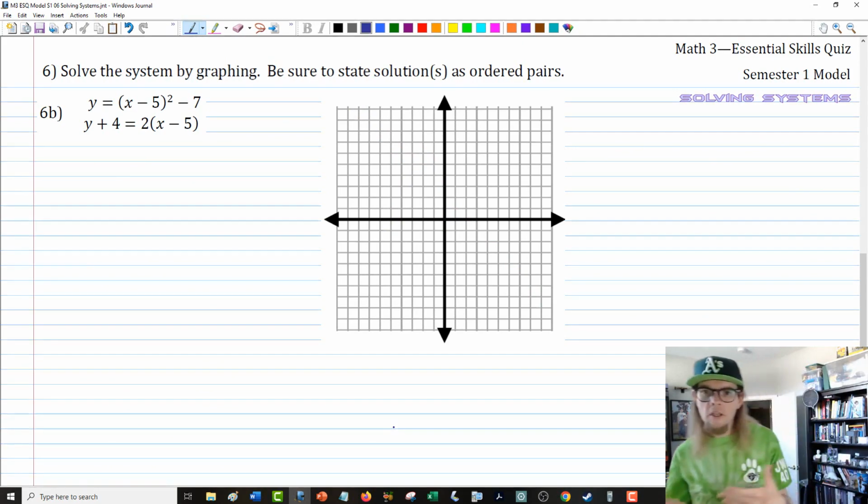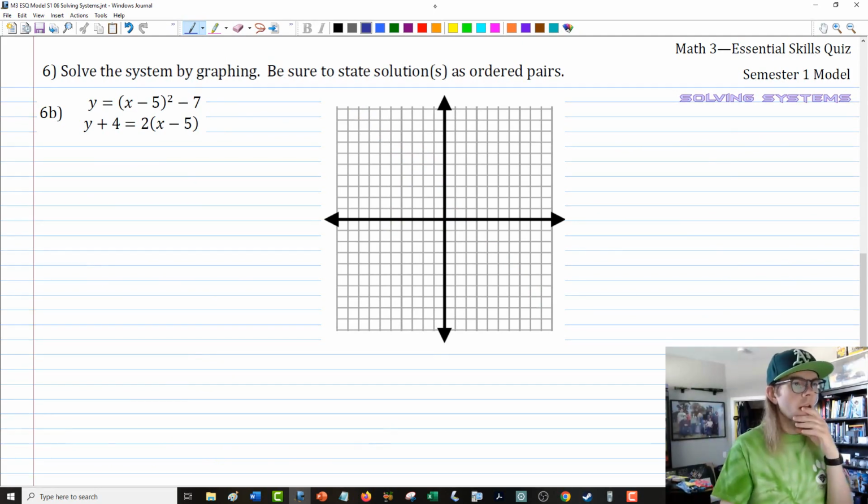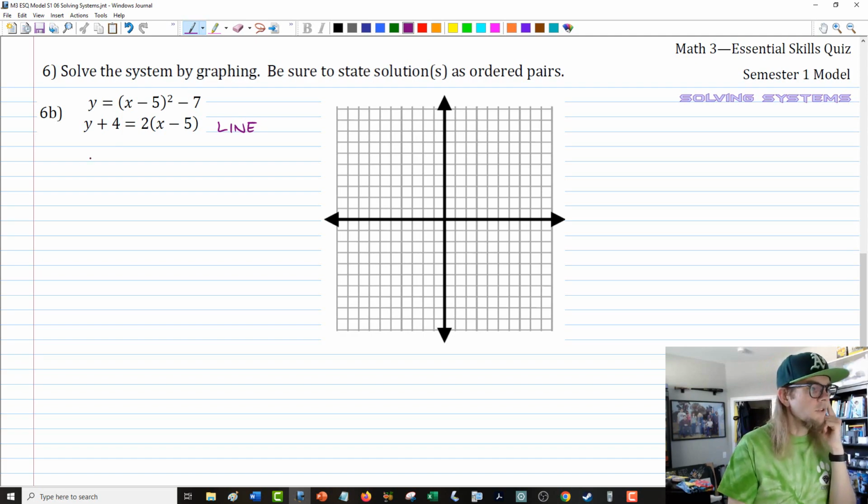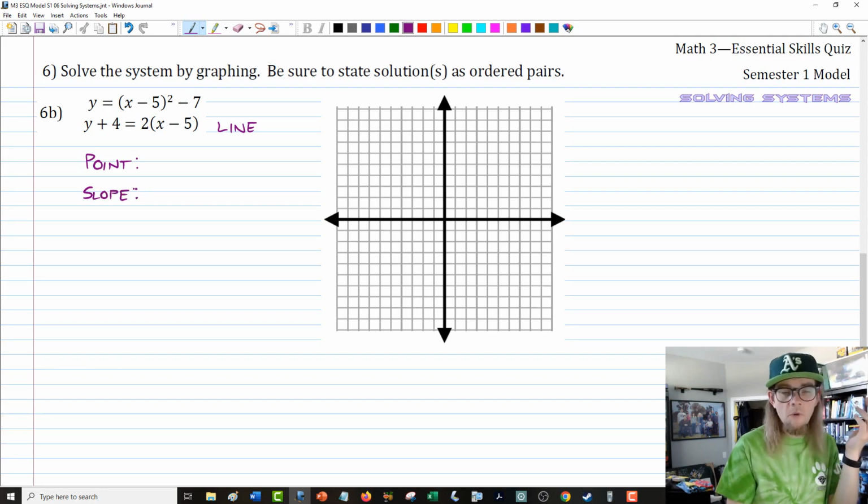We just have some more interesting equations to look at. Just like before, I want to start in the same place. I'm going to start with the line. And remember, the line is the one that's to degree 1. The parabola would be degree 2. So for our line, we're going to first identify the point and the slope. So just like we did before, this equation is provided to us in point-slope form.